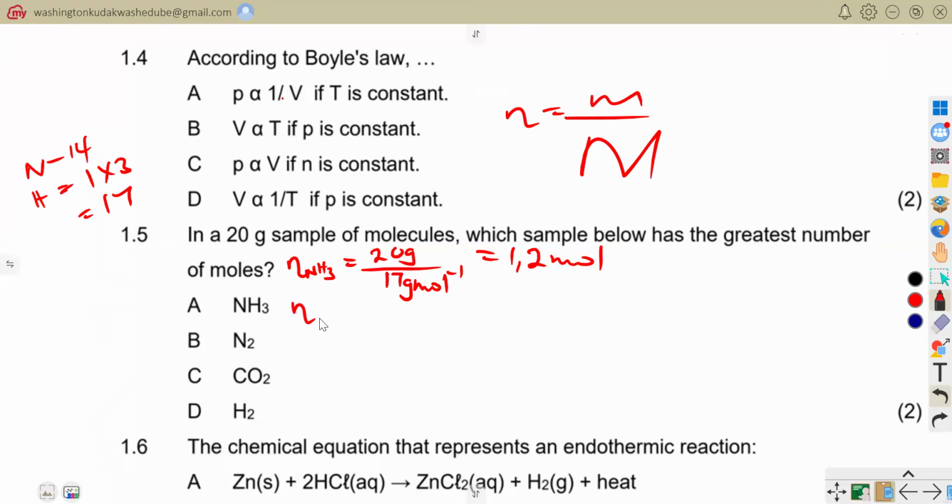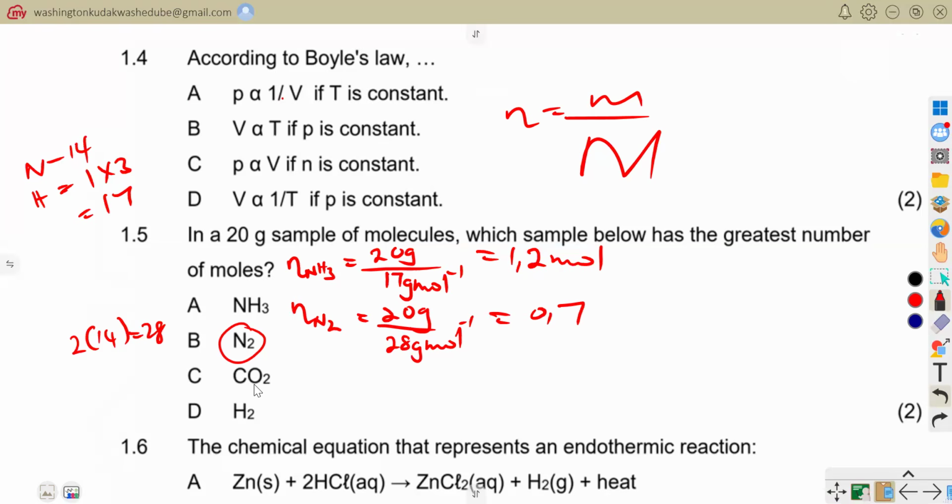And then the number of moles for nitrogen, given a 20-gram sample, I would divide by the molecular mass of that. That is just 2 times 14. This would be equal to 28. So this was going to be 28 grams per mole. And then the number of moles there was just going to be equal to 0.7.